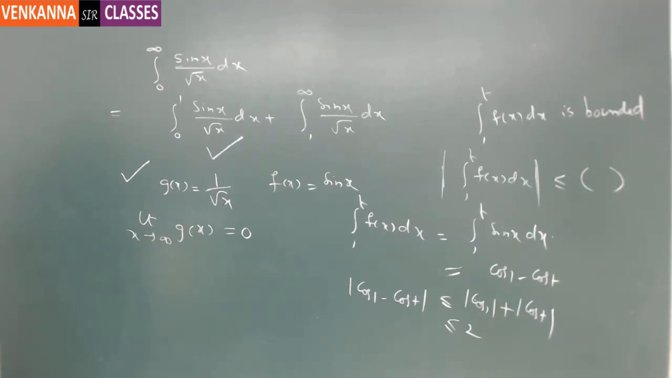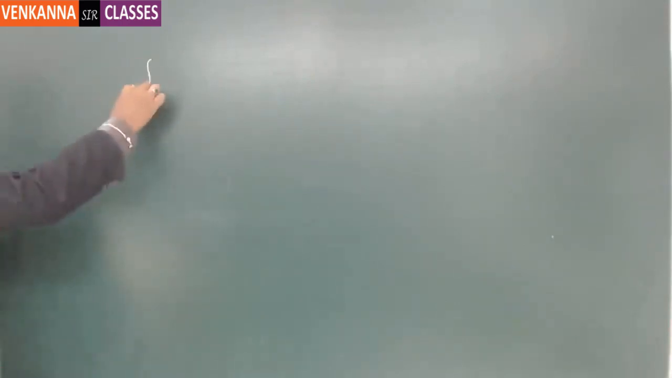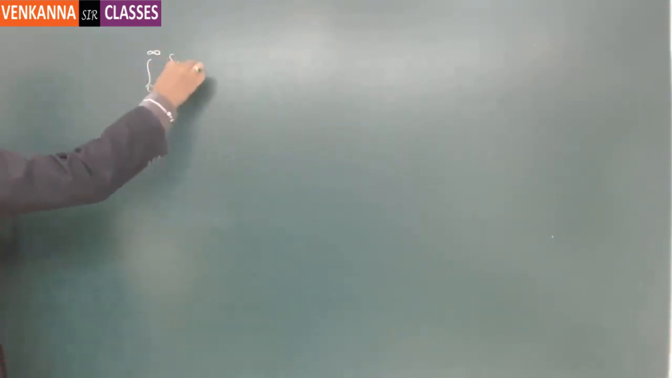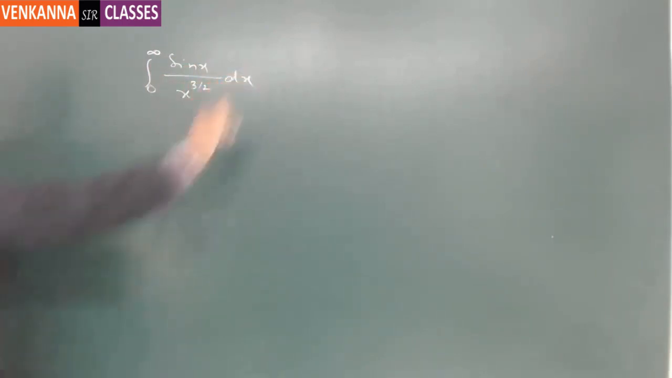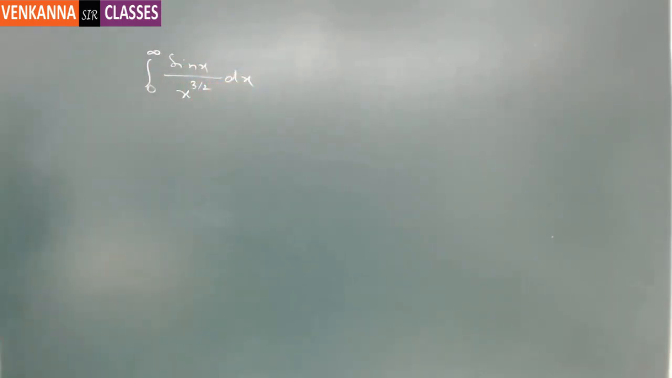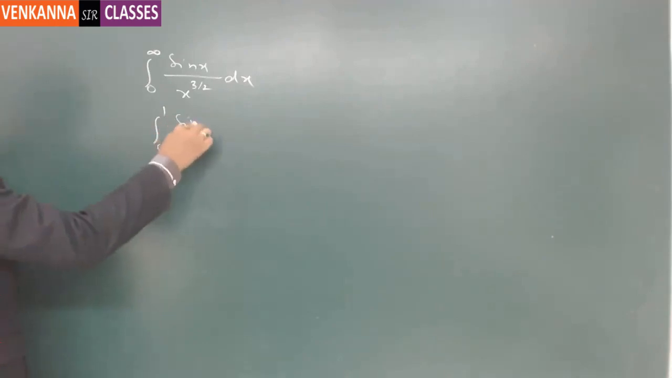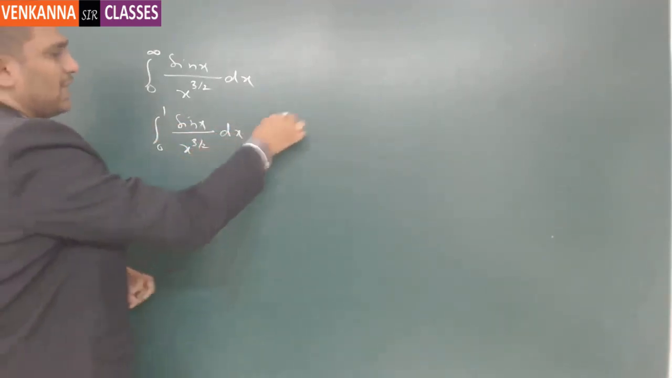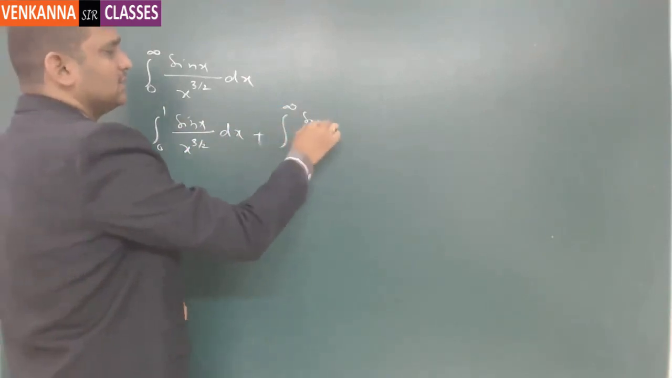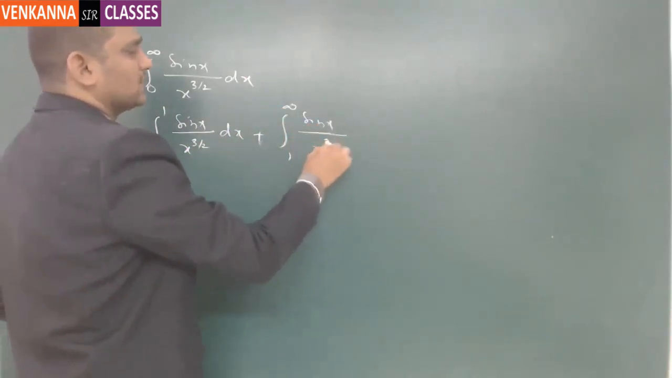So let me take the other problem too. Let us take the integral from 0 to infinity of sin x by x power 3 by 2 dx. As usual, we split the integral as the integral from 0 to 1 of sin x by x power 3 by 2 dx, plus the integral from 1 to infinity of sin x by x power 3 by 2 dx.